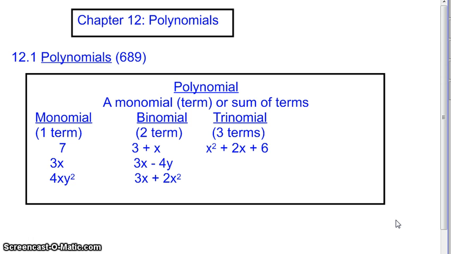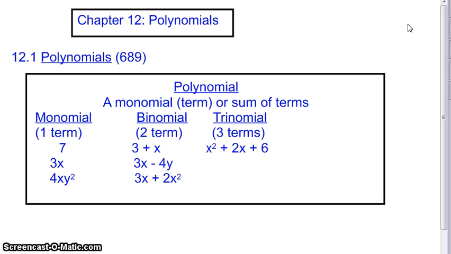Now we've said that a polynomial is the sum of terms. Does anyone see something up here that doesn't look like the sum of terms? Which one of these expressions doesn't look like the sum of terms? Bella? Okay, well, let's look at the binomials. Are there any binomials that don't look like a sum?